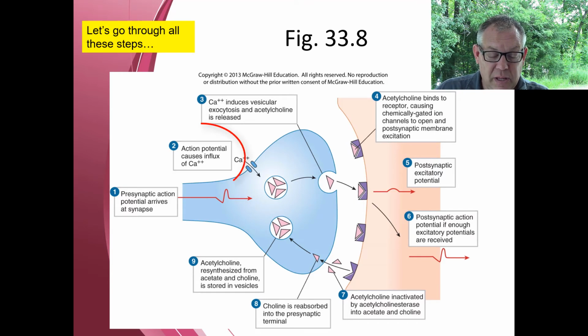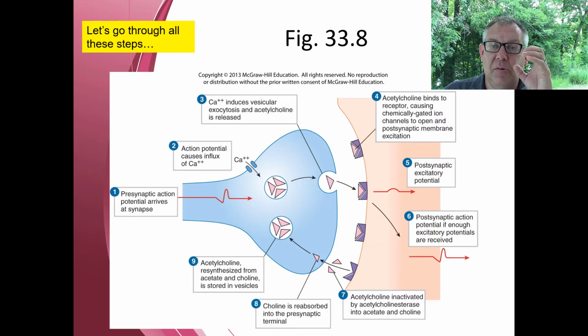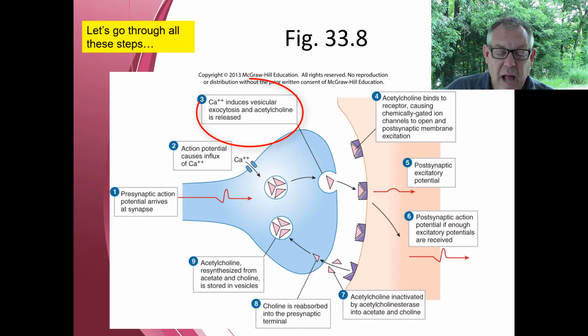Step two, the action potential causes an influx of calcium. So how? Well, the same way it's been propagating the whole length. Voltage sensitive channels. Except these channels are for calcium, not sodium. But that change in voltage causes those calcium channels to open, so calcium comes rushing in. Step three, calcium induces vesicular exocytosis and acetylcholine is released.